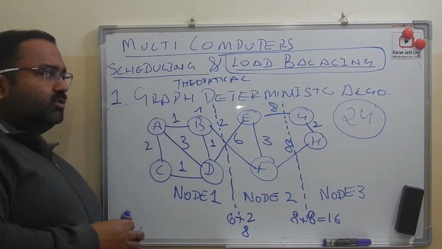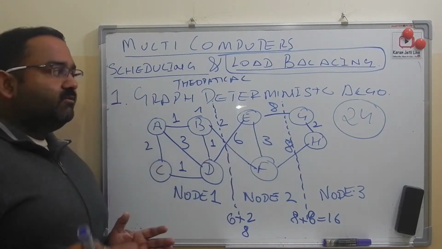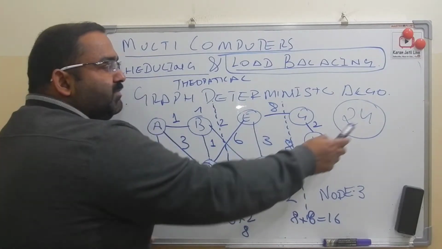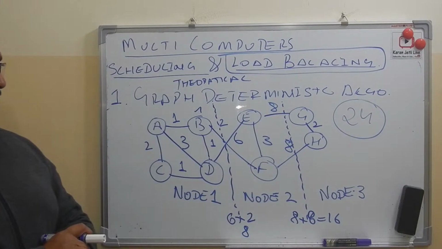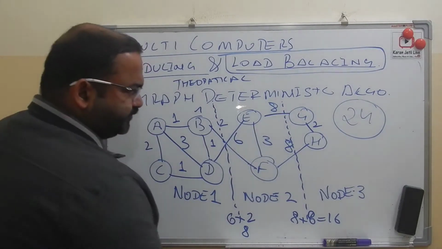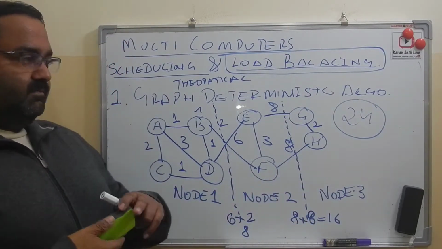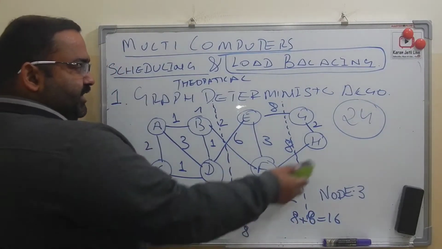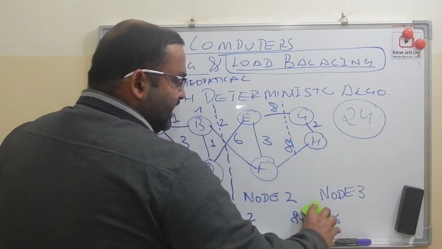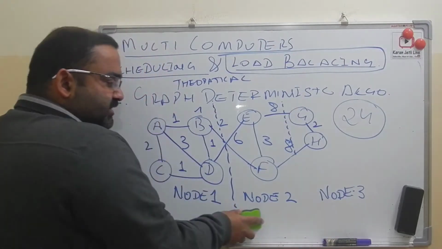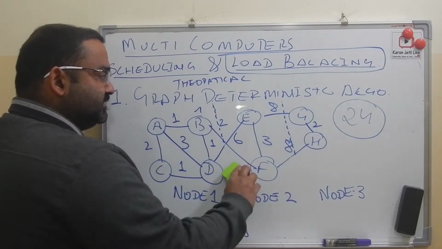Now in this algo, we have to allocate the processes to nodes in such a way that the inter-node communication can be reduced. I hope guys it is clear up to here. Now another way of doing it. Here the inter-node communication is 24. Now I have to reallocate the processes in such a way that the inter-node communication is minimized.